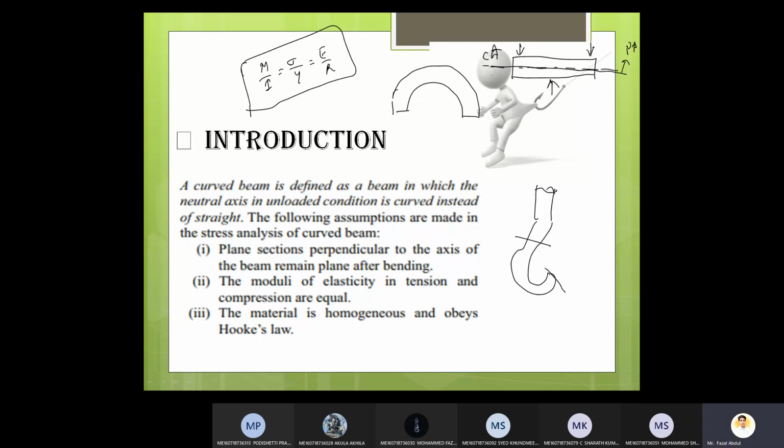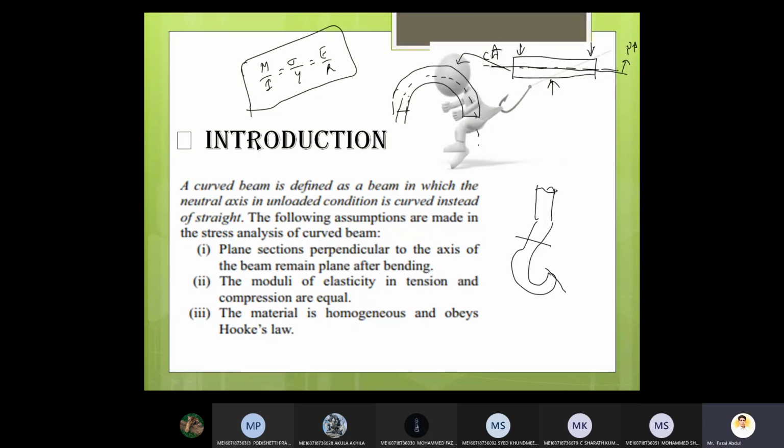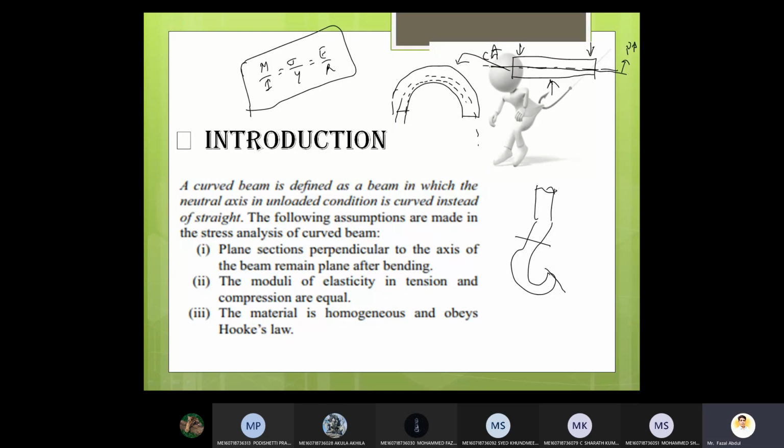At this time, the central axis stays at the center only, but the neutral axis is going to shift somewhat towards the inner surface of the beam. This is the neutral axis, and this is the central axis. Now in curved beams, how do you identify them? Here the neutral axis is always curved even when there is no load application. If you find such a situation, you can directly identify that it is a curved beam.